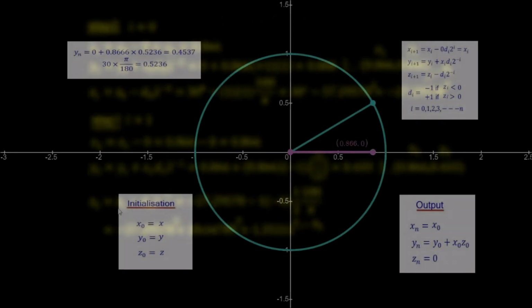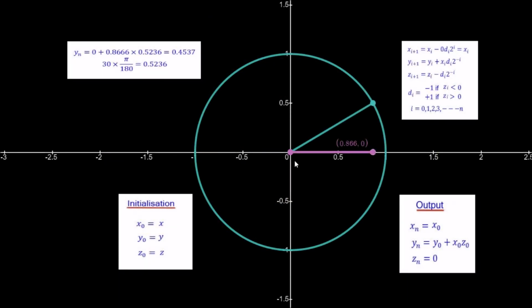So to summarise, we can use the linear CORDIC method in order to multiply two numbers together. The first number is the x component of this vector here, which in this instance is 0.866. The second number is the angle here in radians. In this example, it's 0.5236. And when we work through the algorithm, it will multiply these two together and give us this value here. So we have a neat way of multiplying numbers together.